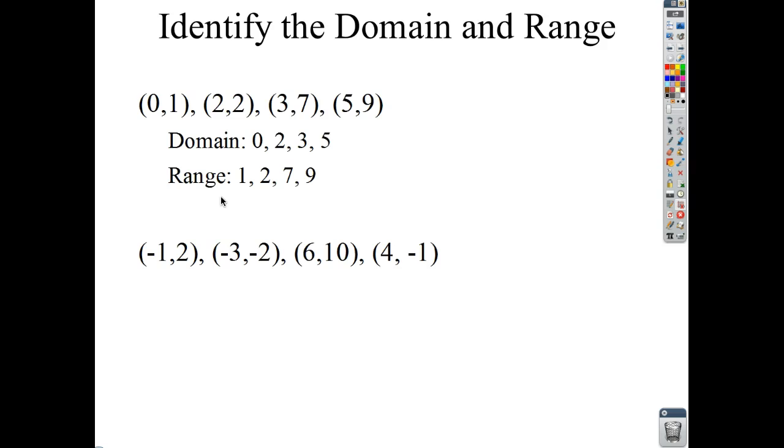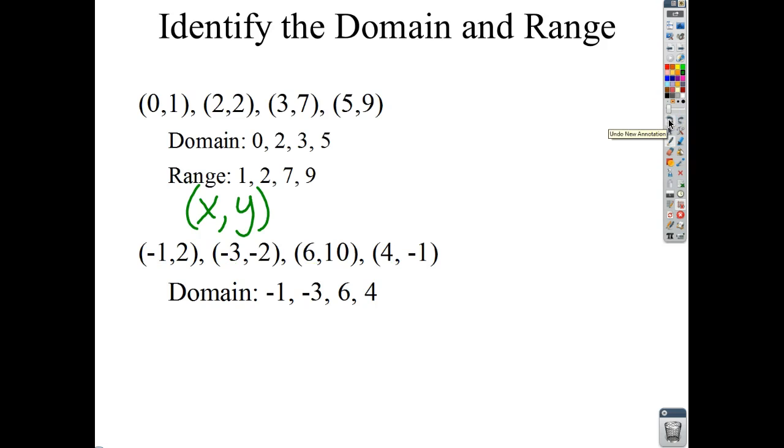Go ahead and identify the domain and the range of that second set of numbers. The domain here is -1, -3, 6, and 4. It's all the x values. Remember when you plot points, it's x comma y. So it's x, x, x, and x. Then identify the range. Hopefully you ended up with 2, -2, 10, and -1, because those are all of the y values. It's here, here, here, and here.